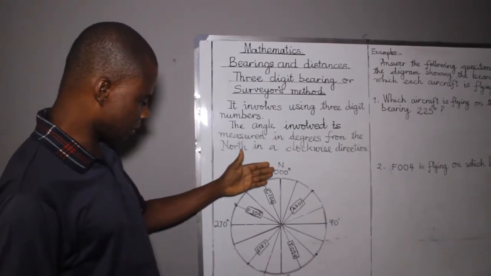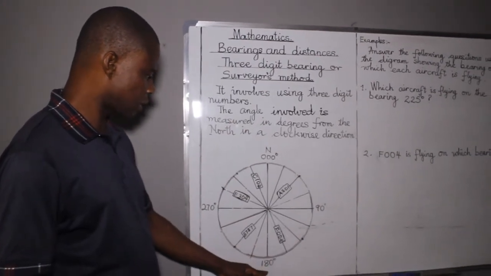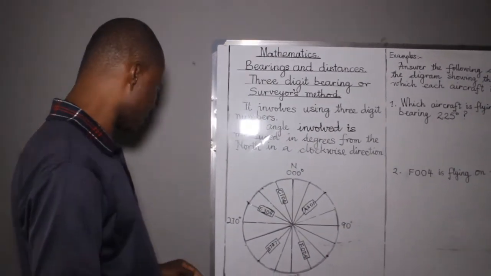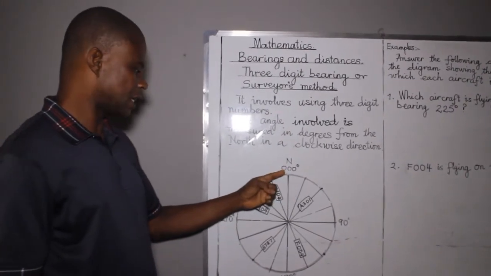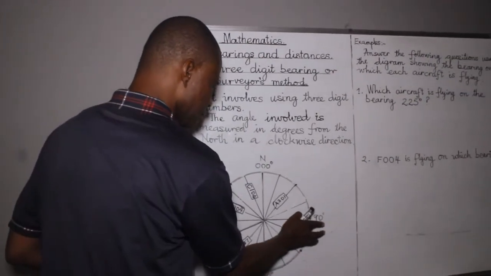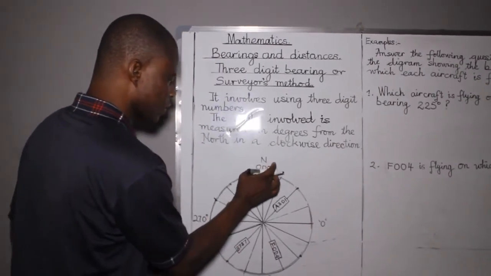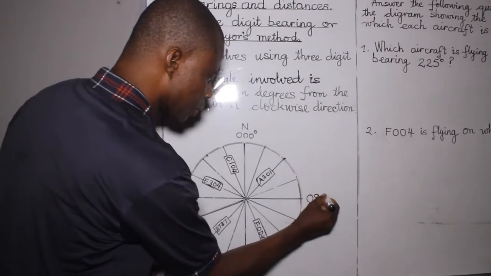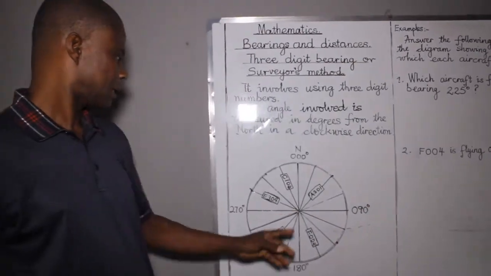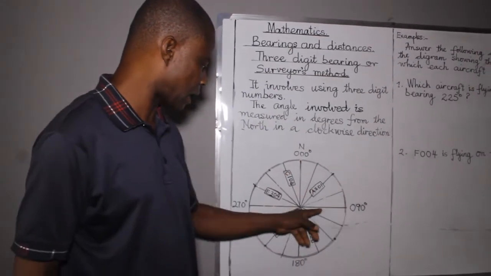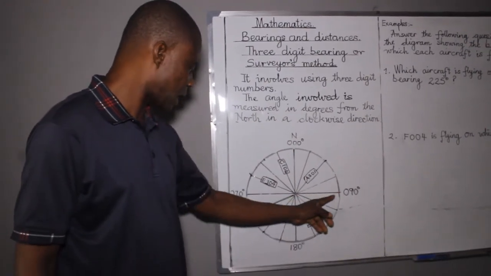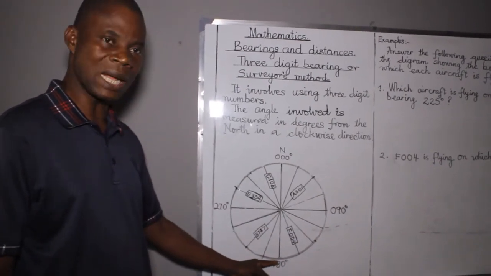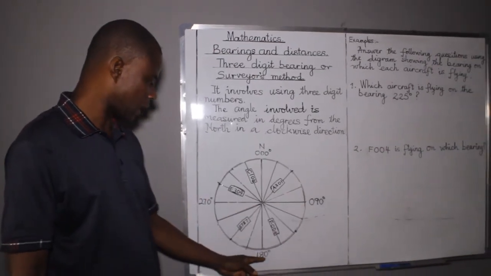Here we have the north, directly opposite we have the south. To my right, we have the east, and to my left, we have the west. The 3 digits here indicate that this is 0, 0, 0 degrees. And therefore, this stands for 90 degrees, which means from here to here is a right angle, 90 degrees. And from here down to the south, which is east to south, is also 90 degrees, which means 90 plus 90, 180 degrees.